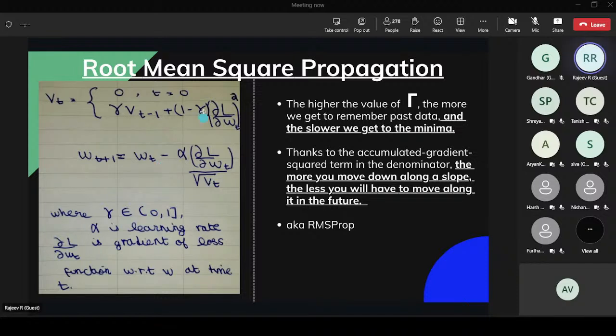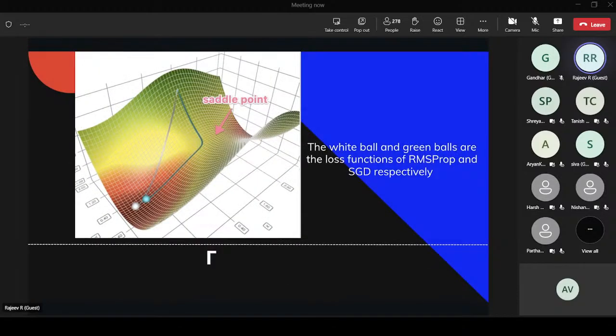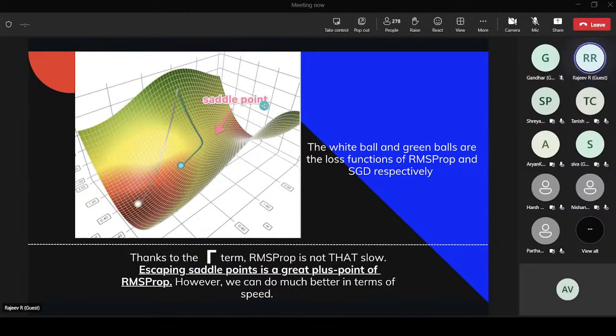Now by having this in the denominator, why does it help? This is something I will explain with a good diagram. Now we have a saddle point. As many of you might have guessed, because I'm calling RMS prop one of the best optimizers invented in the past few decades, the white color weight escapes the saddle point. You have a saddle point, right? And at a saddle point, the direction of highest gradient at any point points towards the saddle point.